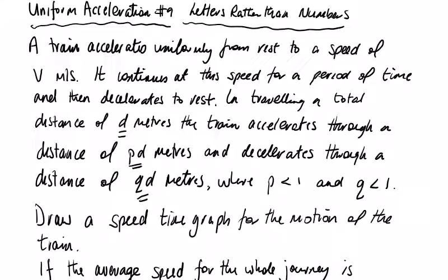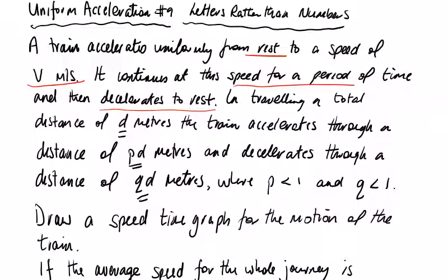In this video, we're going to look at when we use letters rather than numbers for uniform acceleration, and it's exercise 2E. So a train accelerates uniformly from rest to a speed of v. It continues at this speed for a period of time, so my constant, and then decelerates to rest.